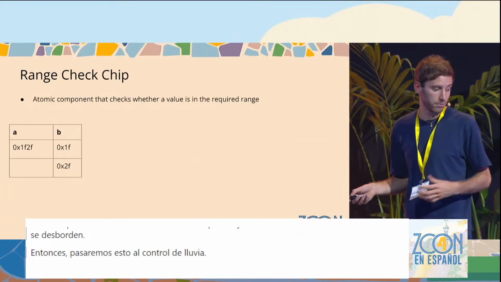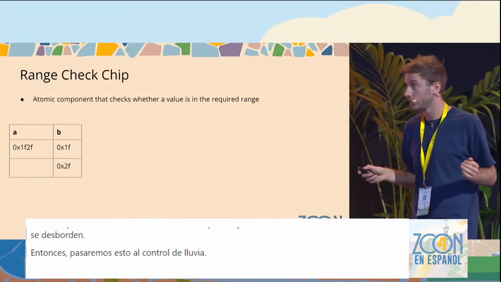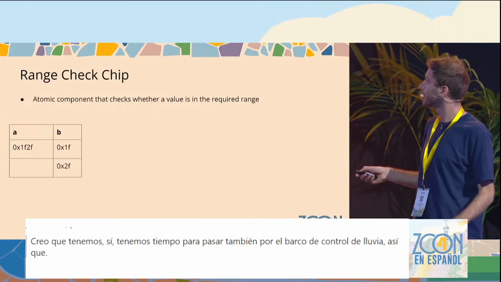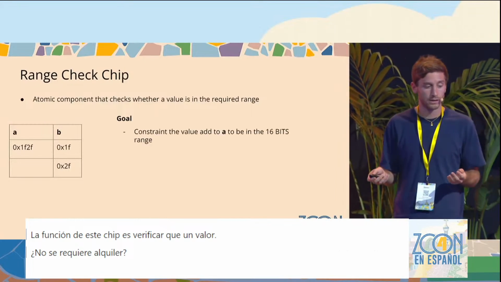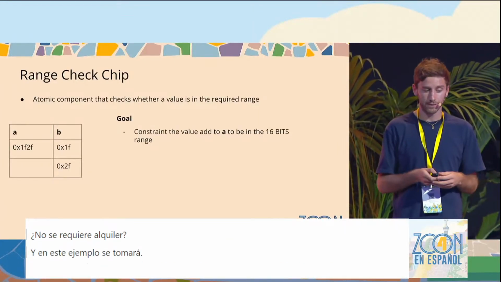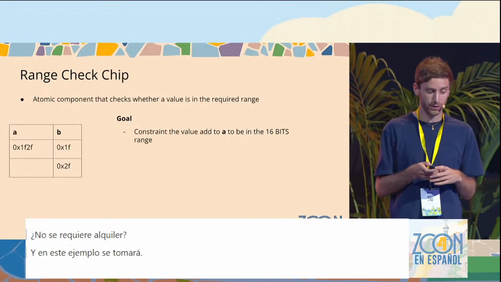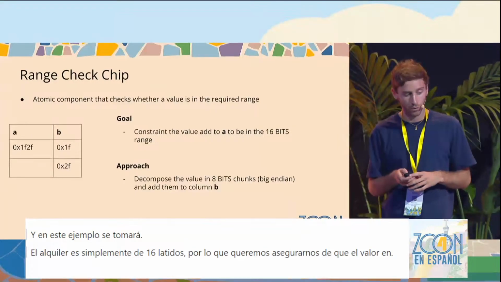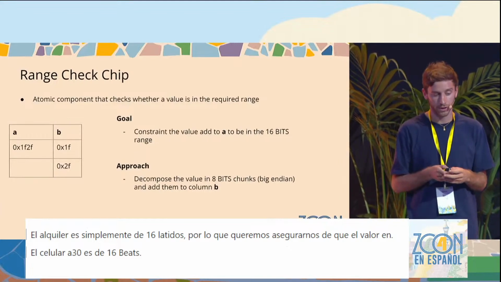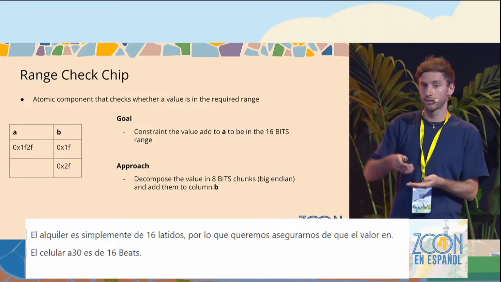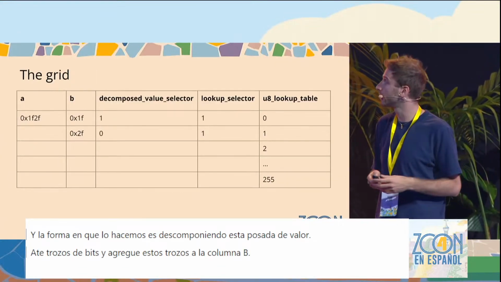I think we do have time to also go through the range check chip. So the role of this chip is to check that a value is in a required range. And in this example, we'll take the range to be simply 16 bits. So we want to make sure that the value in the cell A at row 0 is 16 bits. And the way we do that is by decomposing this value into 8-bit chunks and adding these chunks to the column B.